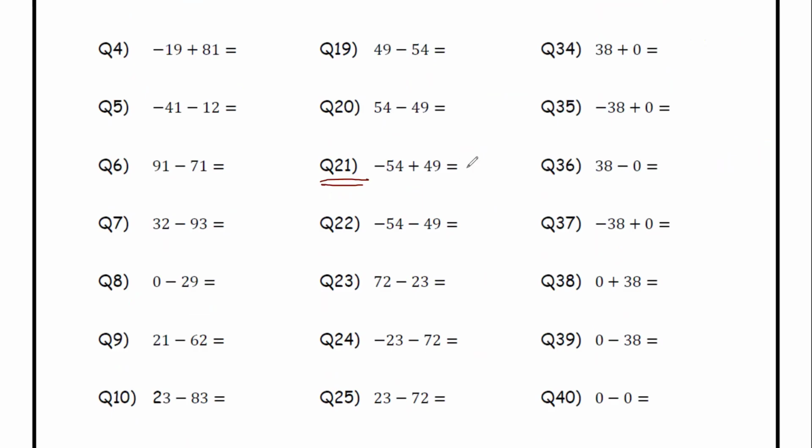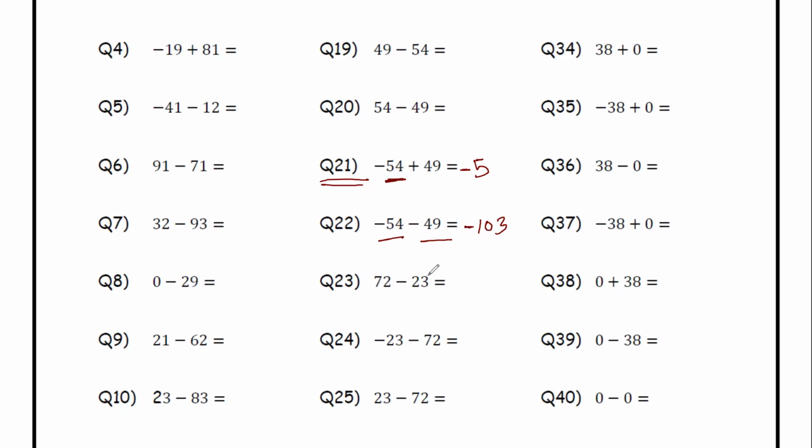Minus 54 plus 49, the difference is 5. Did we do this? No, I don't think so. So minus 54 and 49, the difference is 5. We'll take the sign of the bigger number, so it'll be negative 5. Both are negative, so we know it's 103. It'll be negative 103.